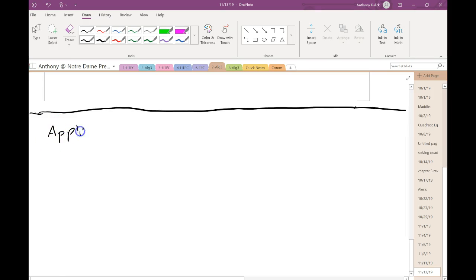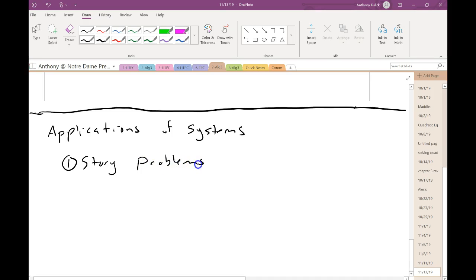I want to talk about some applications. So the first application we can have is like a story problem situation. Let's look at an example.